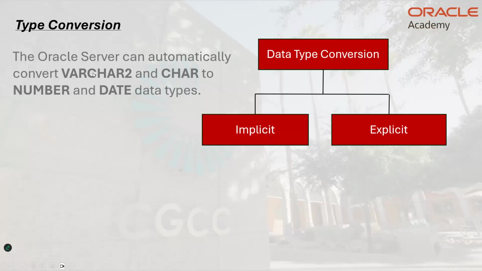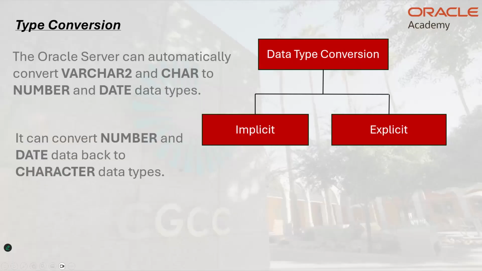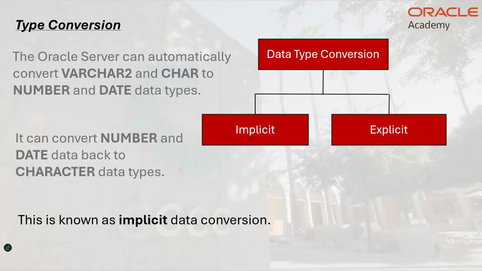So it can convert a variable string to any of these data types, depending on what the string looks like. It can convert number and date data types back to varchar, either varchar or char, based on if you're attempting to run that type of conversion. And this is known as implicit, which means that the system is going to assume. It assumes, based on your scenario, that you want to display a number or a variable, and yes, it will do that.